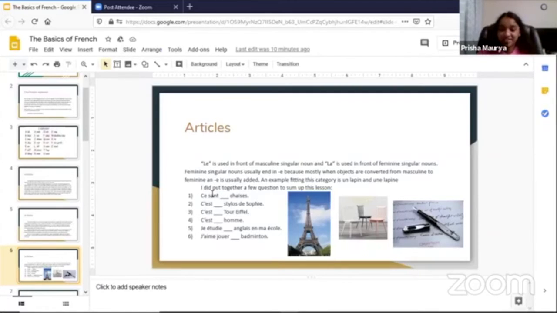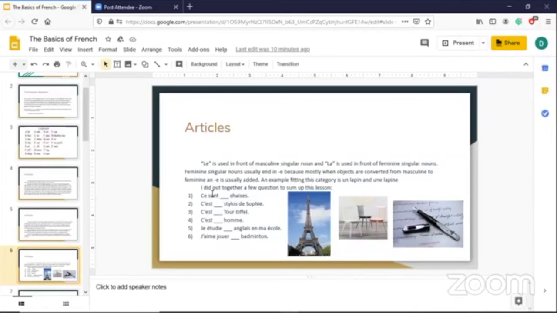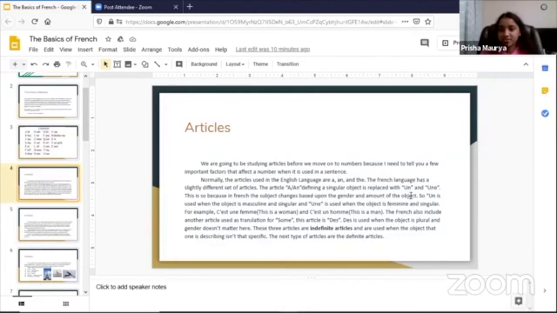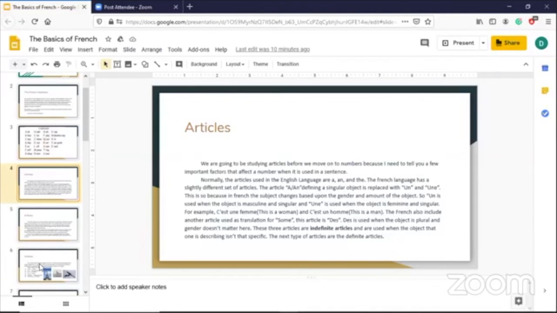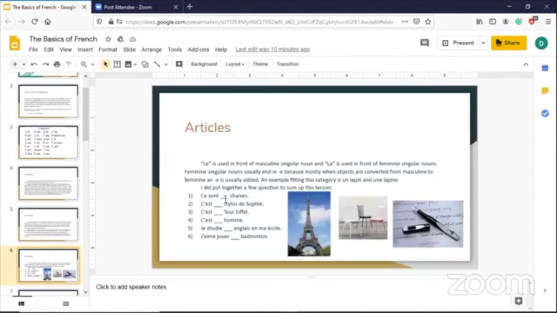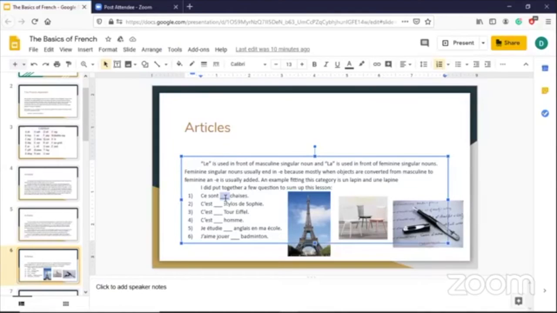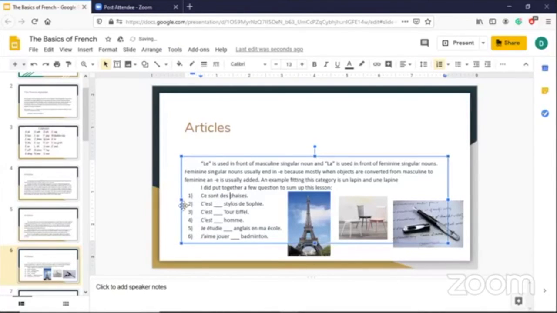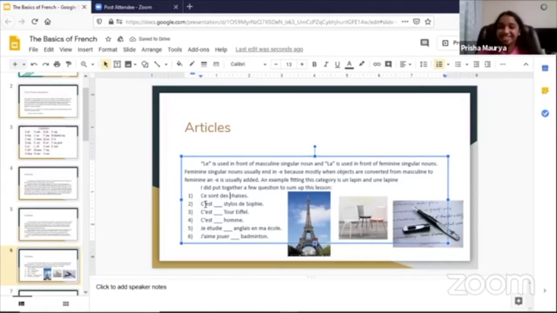So would anyone like to guess before I actually state the answer? Is it les? Really, really close, but it's not defined. So we're going to be using these articles, des. Yes. That is the answer. So moving on. Good job, Rahul.